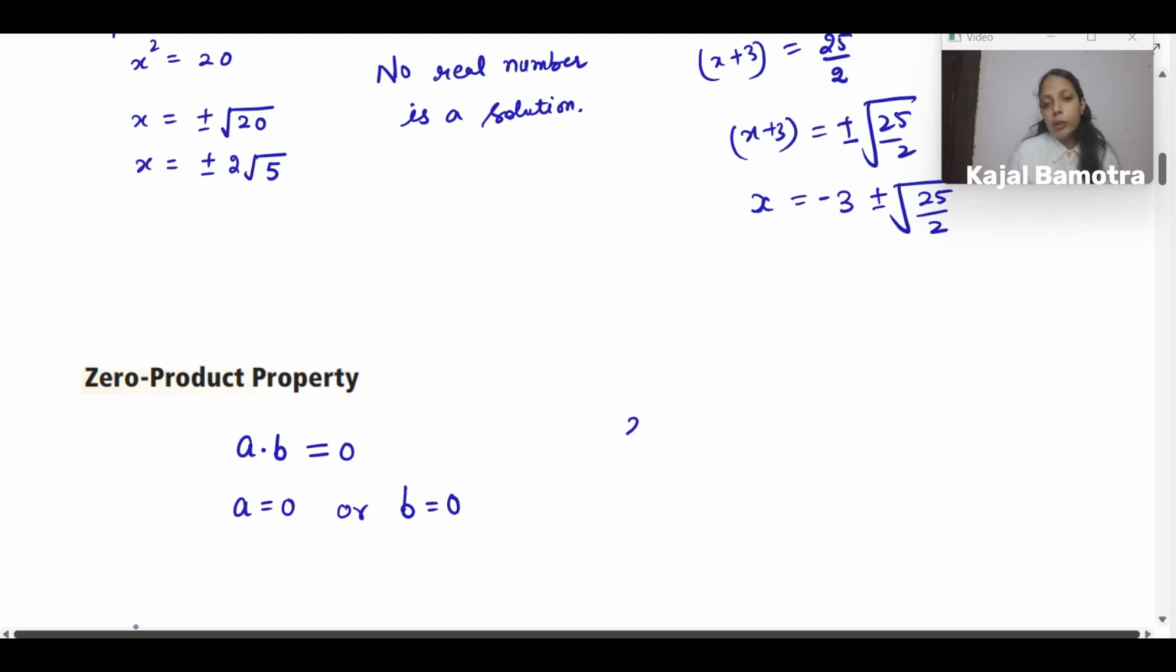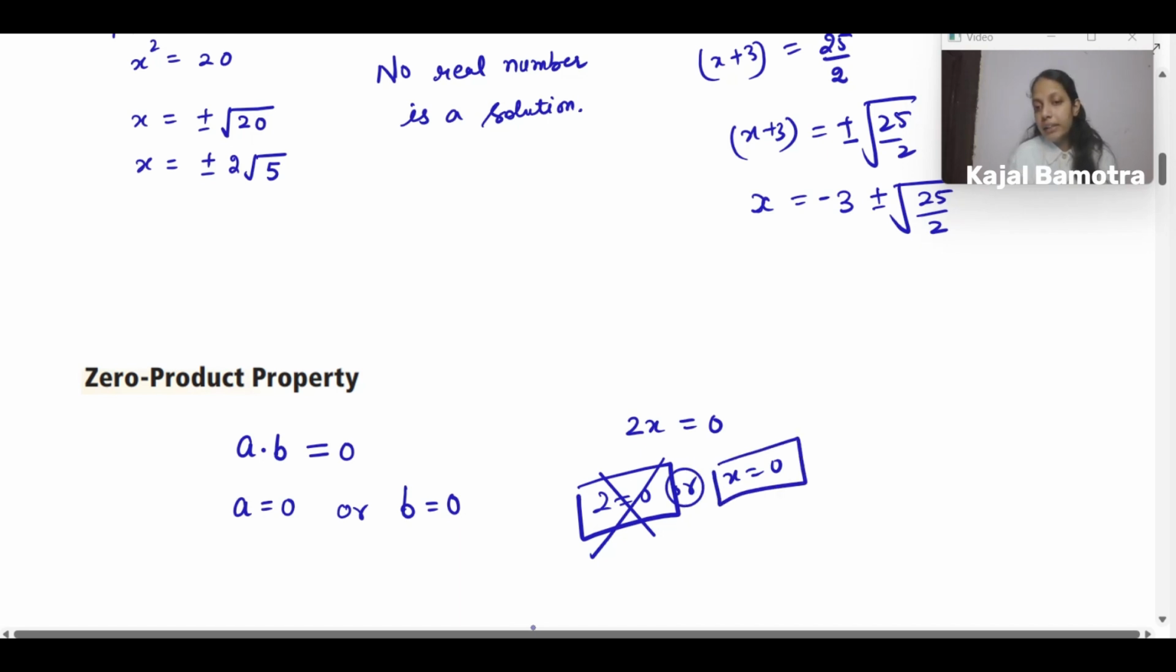If I say 2 times x is 0, that means either 2 is 0 or x is 0. But 2 is already a constant number, so how can it equal 0? This is not a possible case. I use the word "or" here. And what is the other possibility? x equals 0. So in that case, x = 0 is the answer. Okay, this is the zero product property.